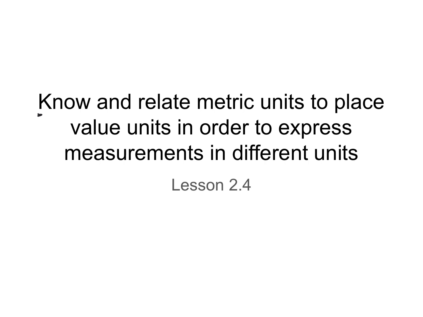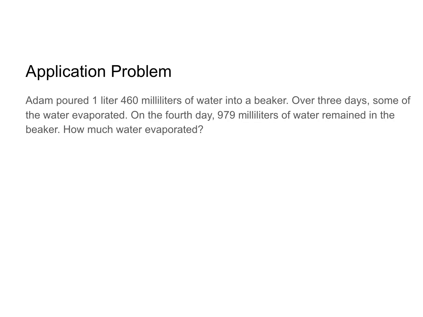So we're going to be comparing and looking at all of these metric units that we've learned, and putting them on place value charts and seeing if that helps further increase your understanding of them. All right, our application problem. Adam poured 1 liter, 460 milliliters of water into a beaker. Remember, the beaker is the glass tube thing that we were looking at a couple of days ago.